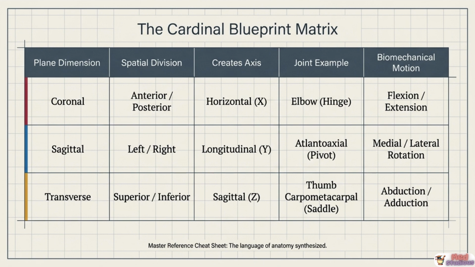The sagittal plane divides the body into left and right sections, creates the longitudinal y-axis, is best exemplified by the atlantoaxial pivot joint of the neck, and governs medial and lateral rotation. The transverse plane divides the body into superior and inferior sections, creates the sagittal z-axis, is best exemplified by the thumb's carpometacarpal saddle joint, and governs abduction and adduction.